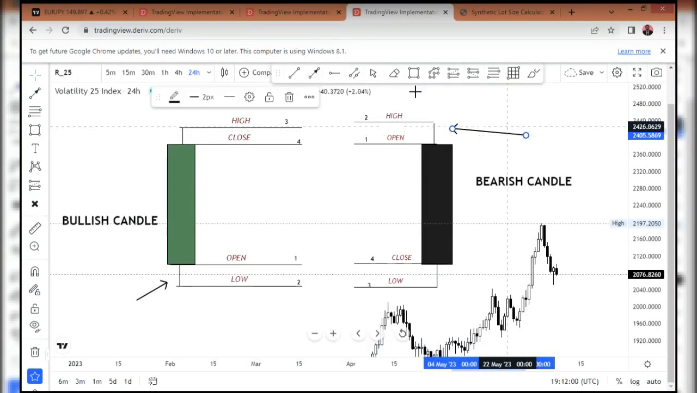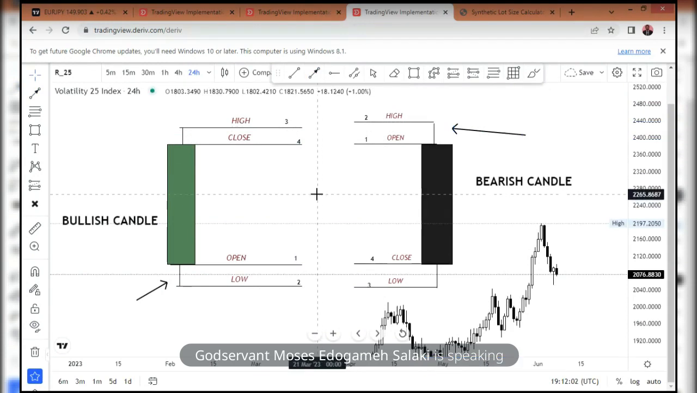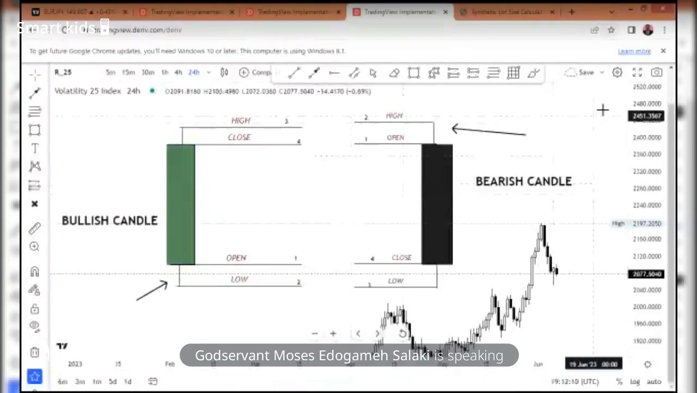Now, how do we use this to spot our entry? How do we use this to join a trend? How do we use this to catch an entry? That's what I want to focus on tonight.